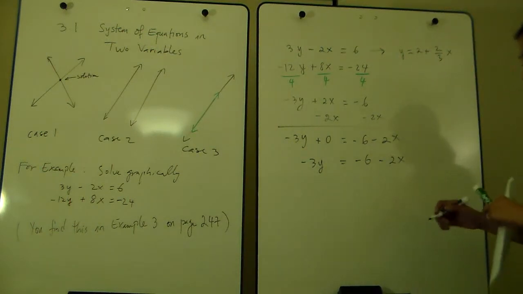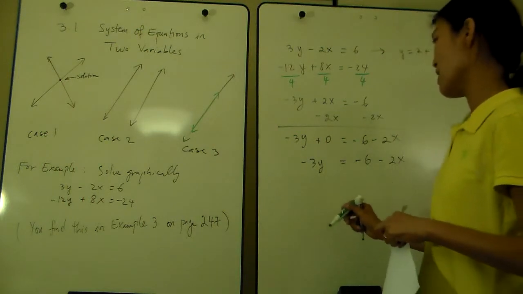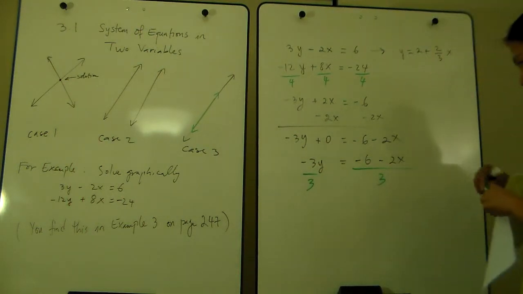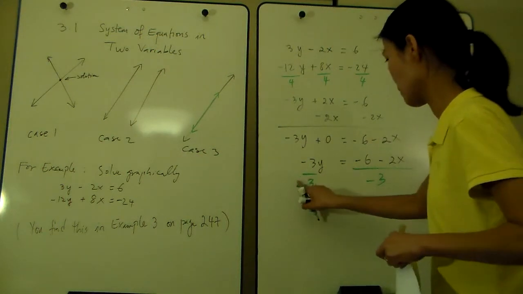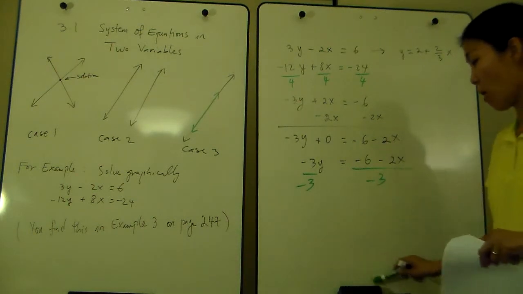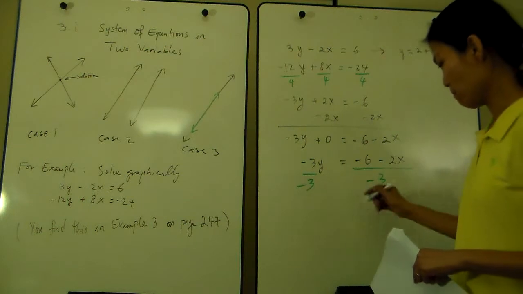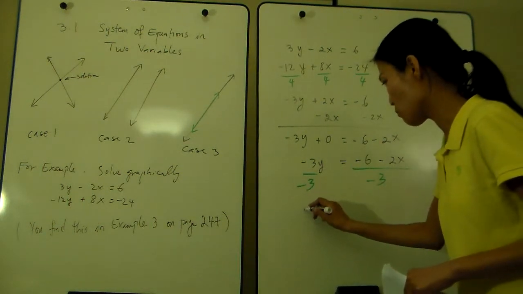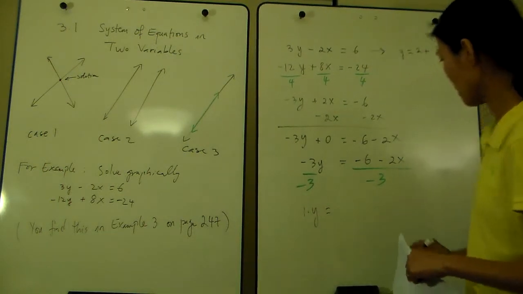Now we can solve for y by dividing both sides by 3. Okay. Actually, we should divide by negative 3 because we want 1y. Mean 1 times y, or positive 1 times y. So make sure you divide both sides by negative 3. Negative 3 divided by negative 3 is positive 1. Okay. Times y.